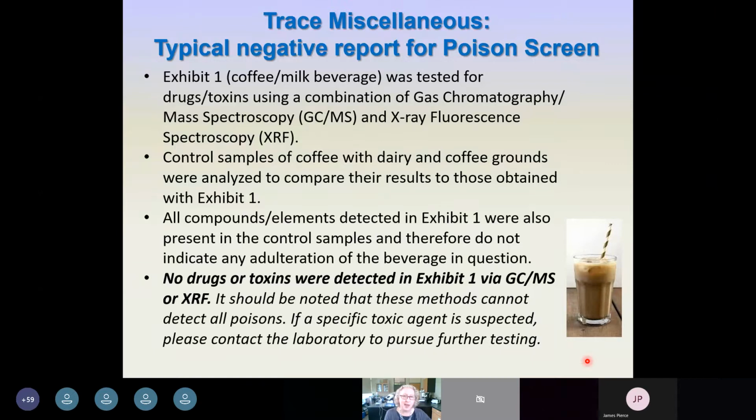We're sending this kind of back to you and putting it back on your plate, and telling you, if you do, through your investigation, develop a toxic agent, so now you have a target, if you figure out what that might be, then go ahead and contact the lab to pursue further testing. Because once we know what we're looking for, we might be able to develop some additional tests that can actually say whether it is there or not, versus this general screen that was performed at this level.